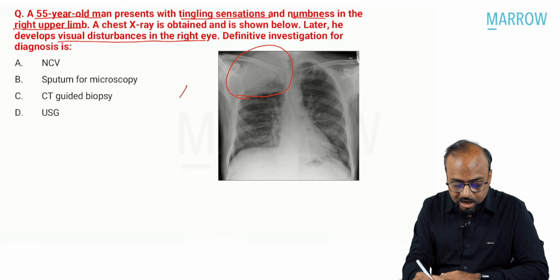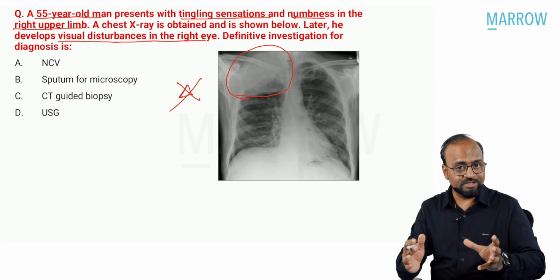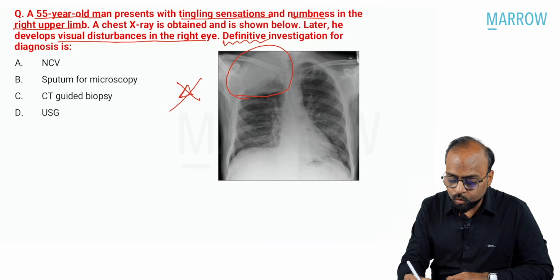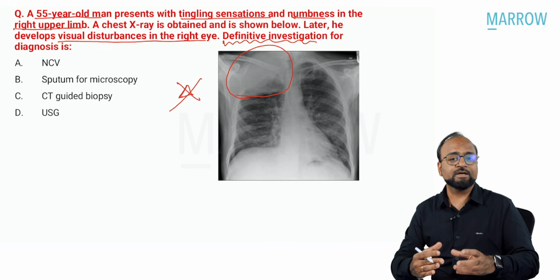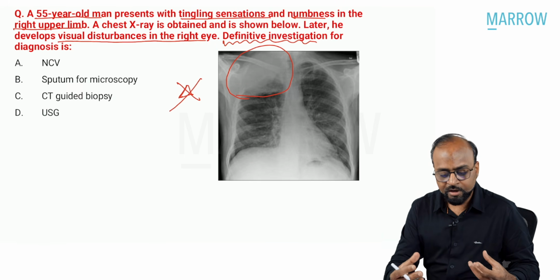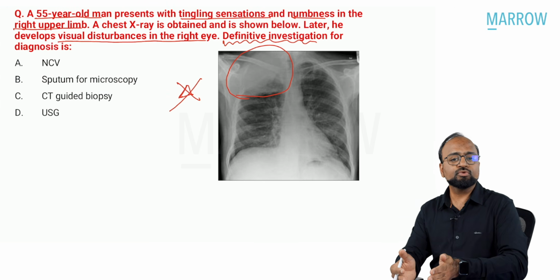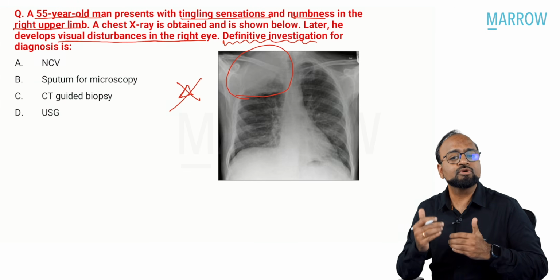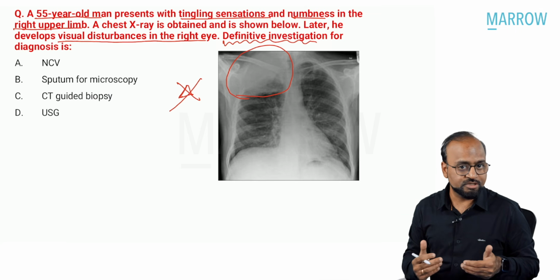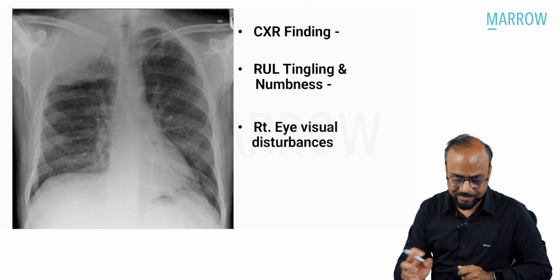So they have not asked you what the diagnosis is. They want you to make a provisional diagnosis, and they have asked you what is the definitive investigation. So this is like a two-step application based question where they want you to look at the history, look at the image, make a provisional diagnosis, and then suggest what the next step would be. Let us go about it in a step-by-step manner.